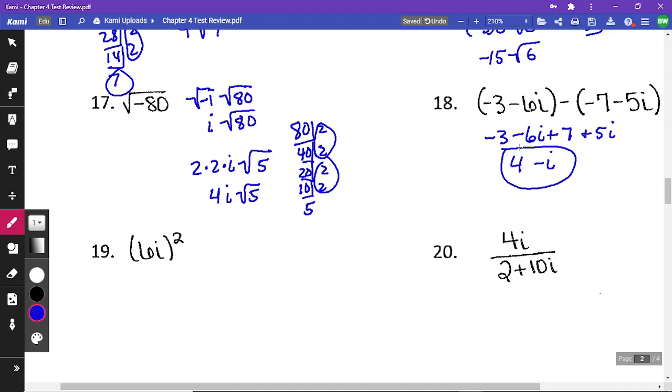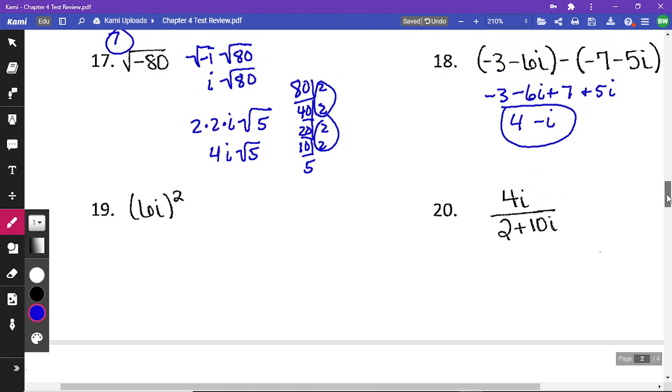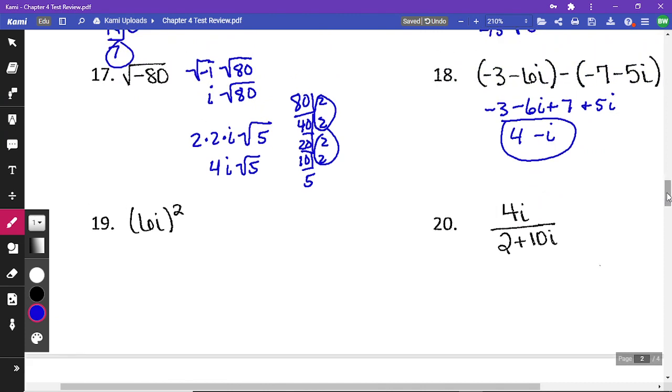So we got a few more of these operations on complex numbers. This is a multiplication. Now we don't have any on this that are actual FOIL. Maybe we'll do one. I think you guys are okay on those though.